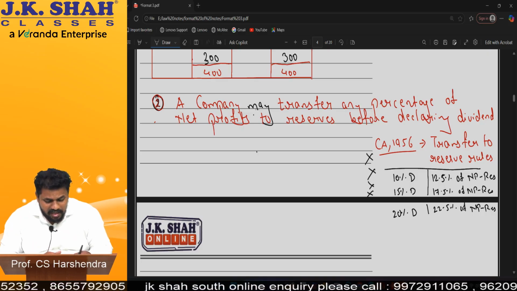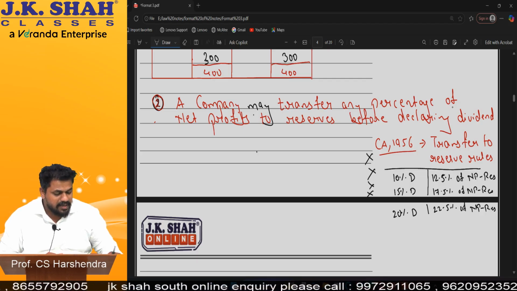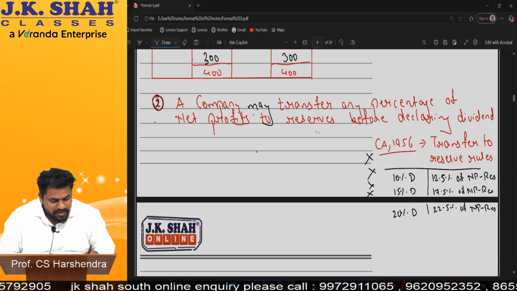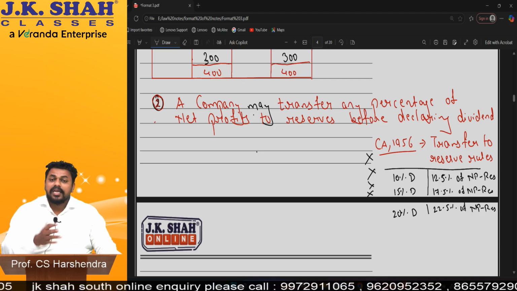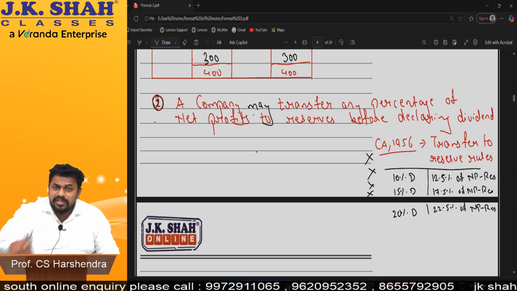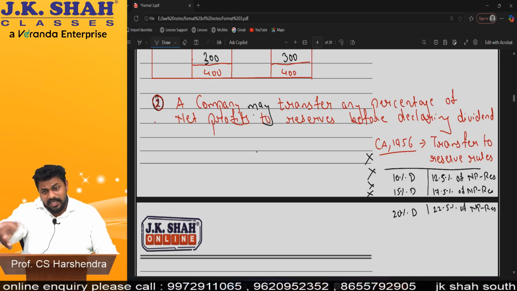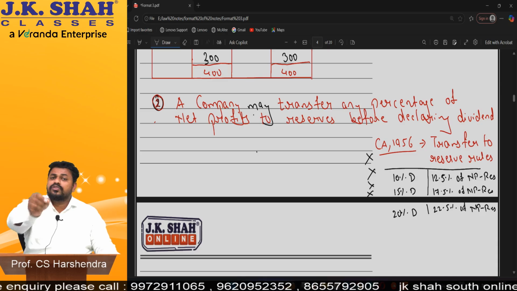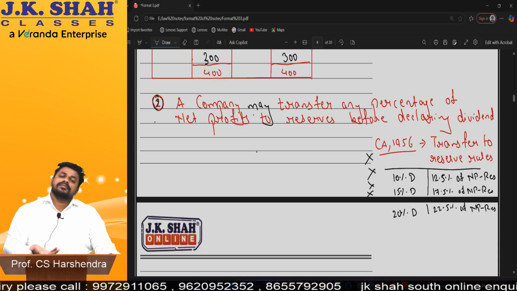Now it is written that a company may transfer any percentage of net profit to reserves before declaring dividend. So if they earn 100 rupees and want to transfer the entire 100 rupees to reserve, with 0 rupees dividend, can they do it? Yes. Or if they want to give the entire 100 rupees as dividend, with 0 rupees to reserves, is it okay? Yes. Am I clear?